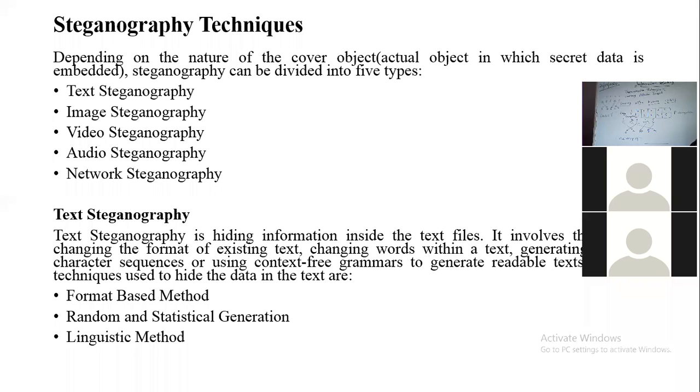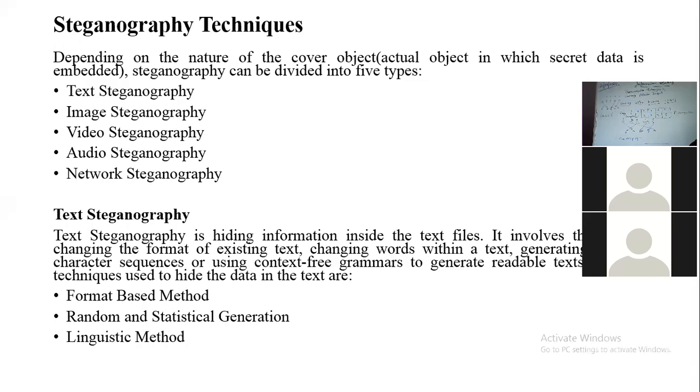Now, types of steganography. We have various types: text steganography, image steganography, video steganography, audio steganography, and network steganography. No need to explain further; you just remember these types. Text steganography means we hide the secret message in a text file.